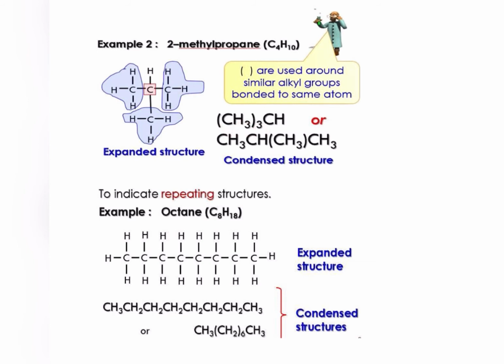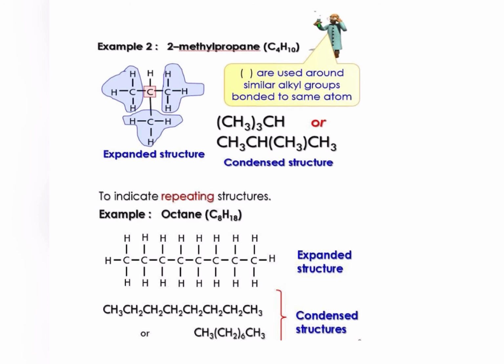And also, you can write it as normal from before, starting from CH3 here, this one, and then CH, and then CH for this one, and then you got CH3 attached to the second one, and you got CH3 with the last carbon on the right.